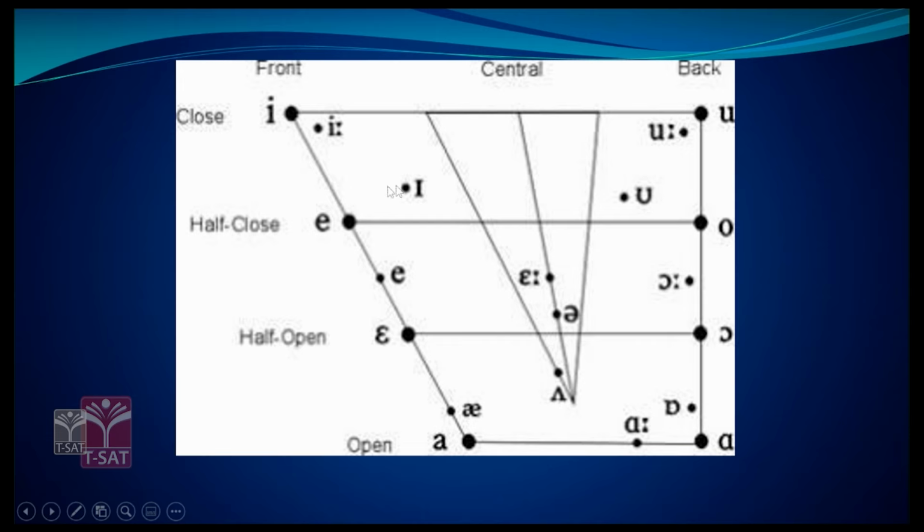But the difference is, if you pronounce words like seat and suit, it is clearly evident that i is front close, and u is back close. So we can give a three-term label to this. I is front close unrounded, whereas u is back close rounded. So in this way we can give three-term labels to all the vowel sounds here. So we can have some practice here.